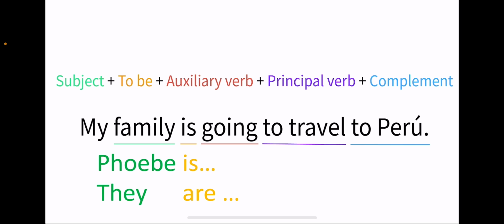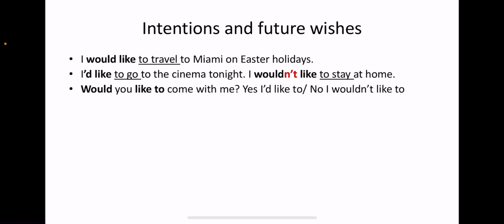Now, yeah, we can use will, we can use going to, or we can use present continuous. But there are other expressions in English that can also indicate future. Let's check some of them. Would like to. I would like to travel to Miami on Easter holidays. I would like to go to the cinema tonight. I wouldn't like to stay at home. Would you like to come with me? Yes, I would like to. No, I wouldn't like to.